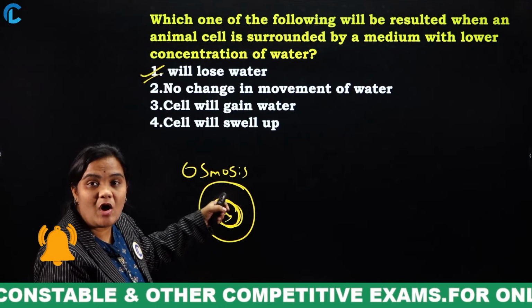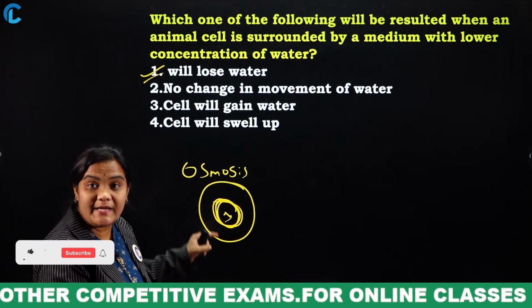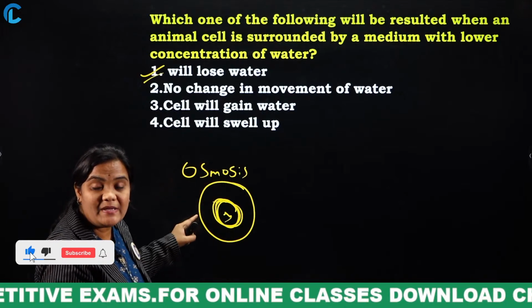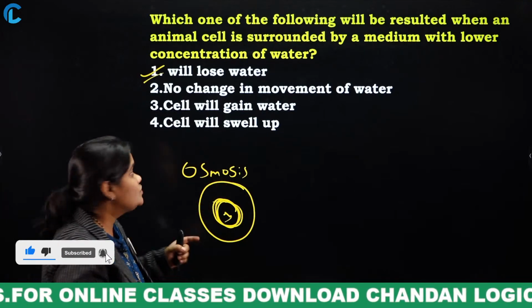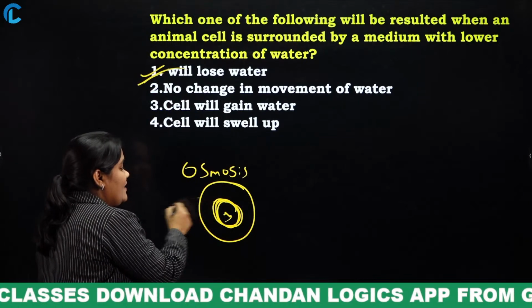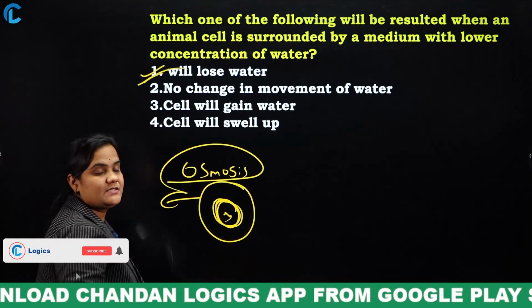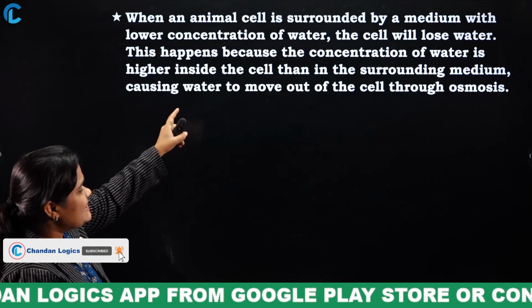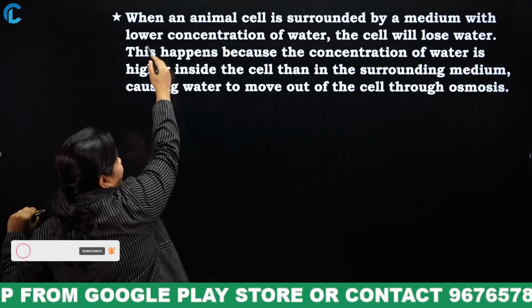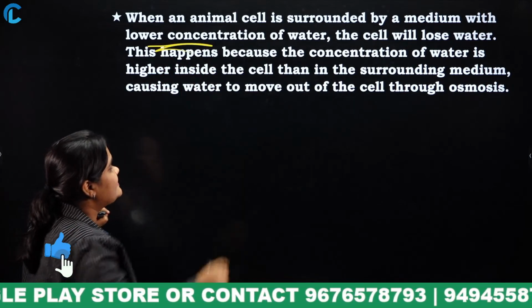The higher medium concentration will enter into the lower medium concentration, such that what happens here? The water will be lost. So, option 1 is the right answer. We say, what process is this? Osmosis. When an animal cell is surrounded by a medium with lower concentration of water, the cell will lose water.